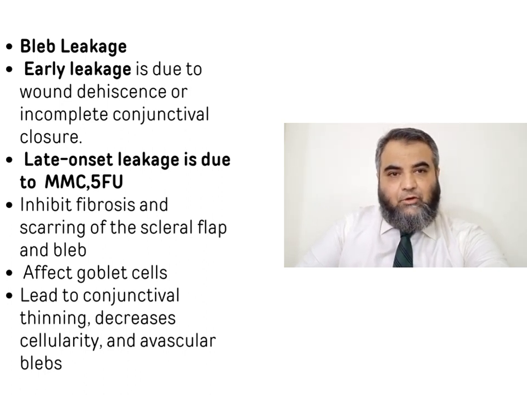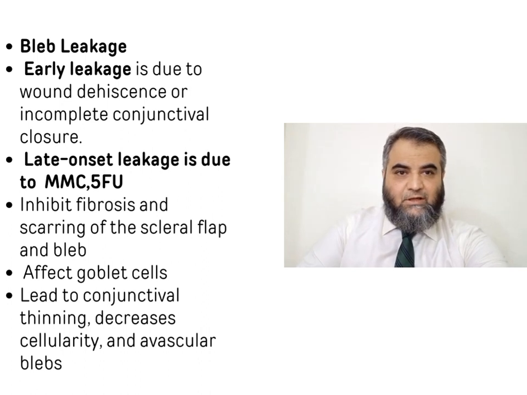And one thing very important during surgery is that proper conjunctival dissection should be done so that the bleb formed is a diffused one, not a localized and tense one. When it is a diffused one and the aqueous is going diffusely under the conjunctiva, there are fewer chances of leakage. So these are the two things, the early and the late onset leakage.